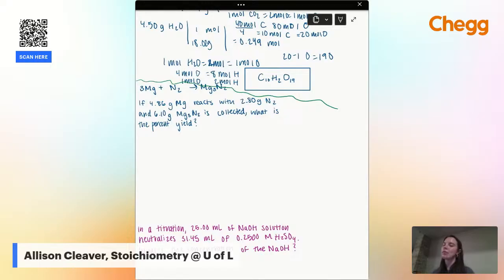So we have 3 moles of magnesium plus nitrogen yields magnesium nitrogen. And if 4.86 grams of magnesium reacts with 2.80 grams of nitrogen and 6.10 grams of Mg3N2 is collected, what is the percent yield? This is a fun question. Kind of easier, definitely easier than the last one, but still a little bit of problem solving involved. So I'm going to give you guys 30 seconds to figure out what you would do about this problem and how you would start to solve it. Your time starts now.